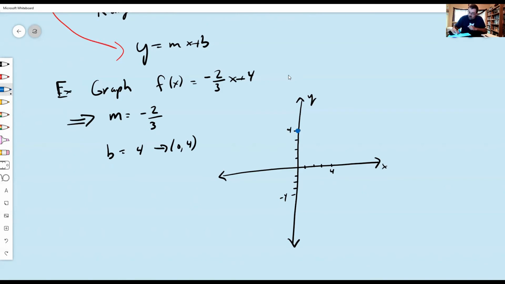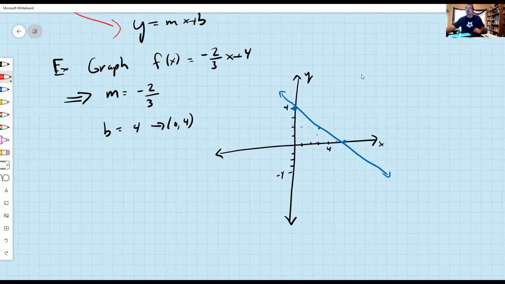Then we go down 2, right 1, 2, 3. We do it again, down 2, right 1, 2, 3. And then draw your line as best you can. There it is. That's the linear function, right? Now let's look at it again. Does it pass the vertical line test? Does every vertical line I draw only pass through at one point? If yes, then it is a function. So yeah, it's a function.